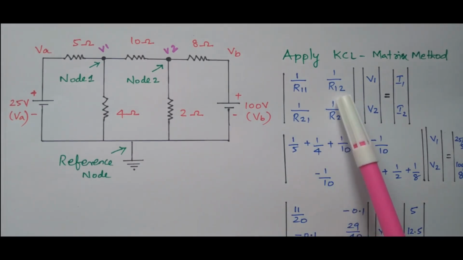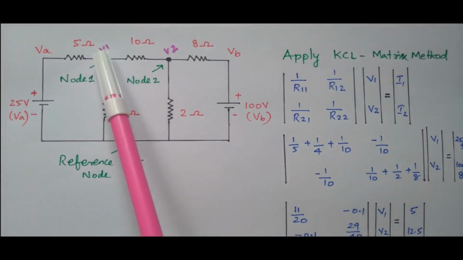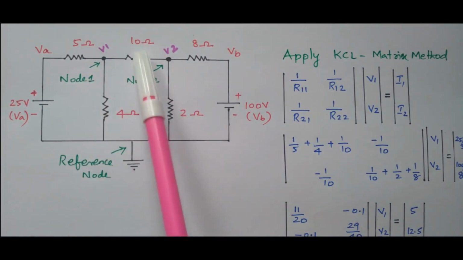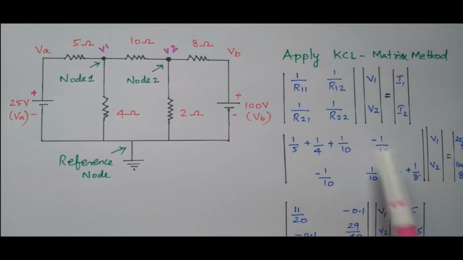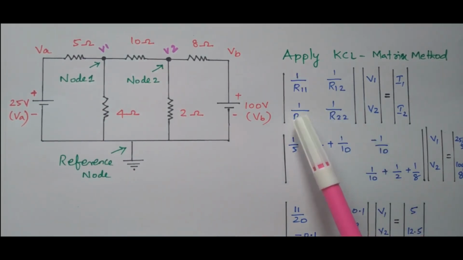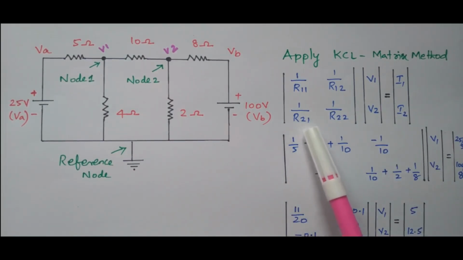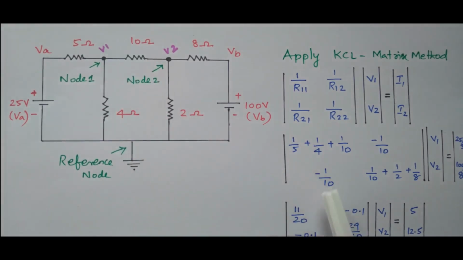What is R12? R12 is nothing but the resistor connected between node 1 and node 2. This 10 ohm is connected between node 1 and node 2. So minus 1 by 10. Other than the diagonal, we need to put the other elements as negative. So minus 1 divided by 10. What is R21? That is also the same, connected between the second node and the first node. That is also 10 ohm, minus 1 by 10.